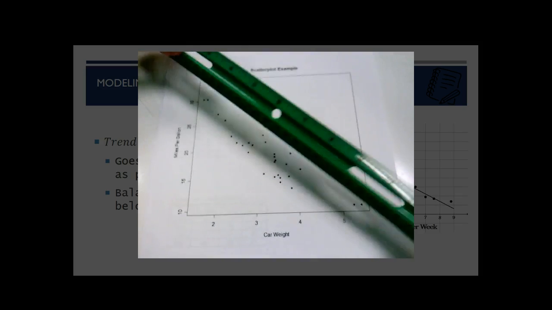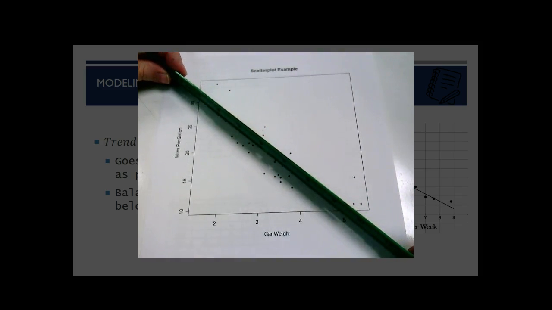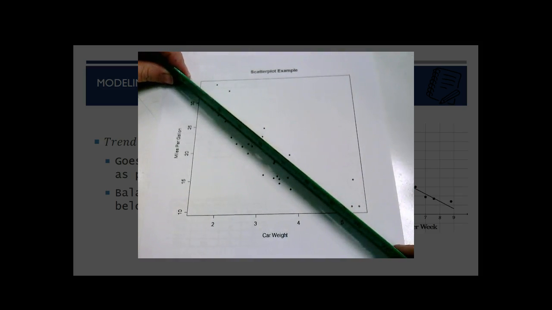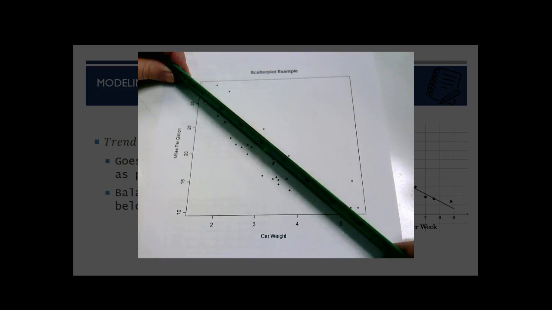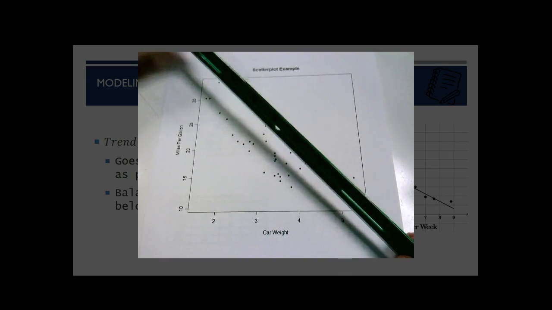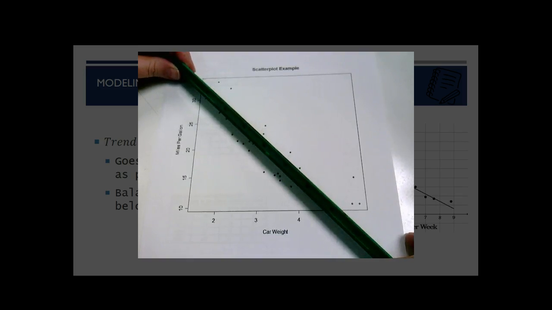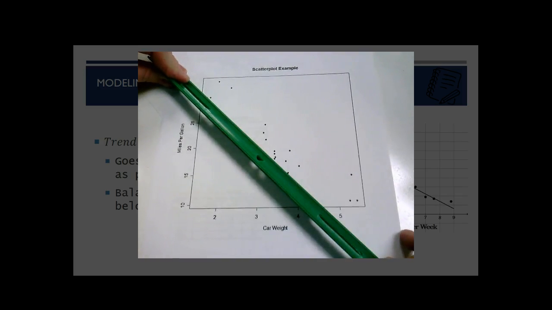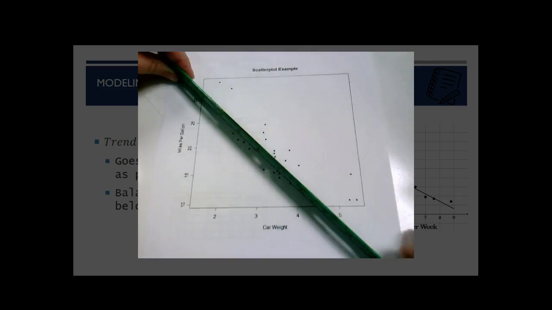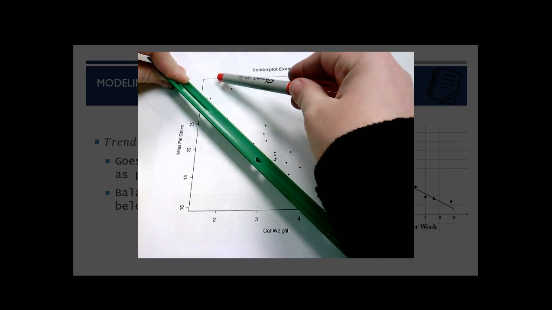So what I'm going to do is start playing with placement on my ruler to see where I can put this line to go through as many points as possible, but to still keep the same number of points above and below the line. So what I like to do is go through and kind of count here.